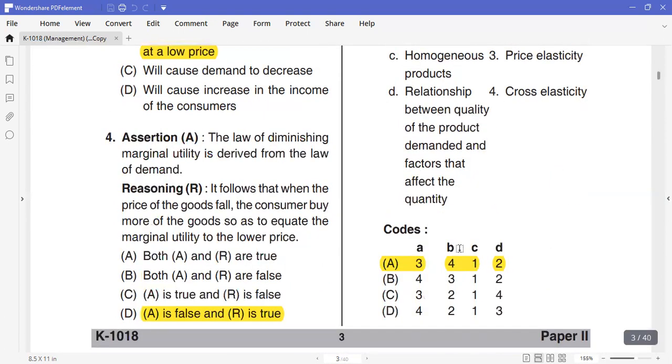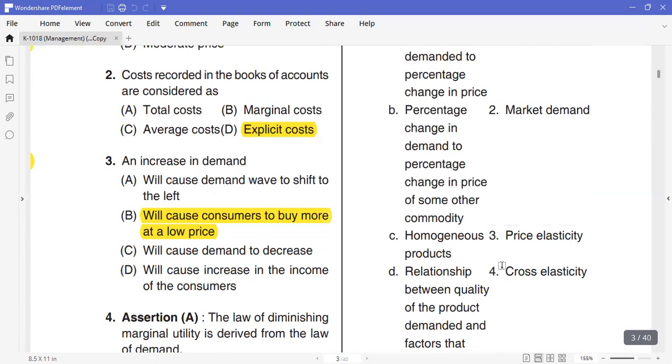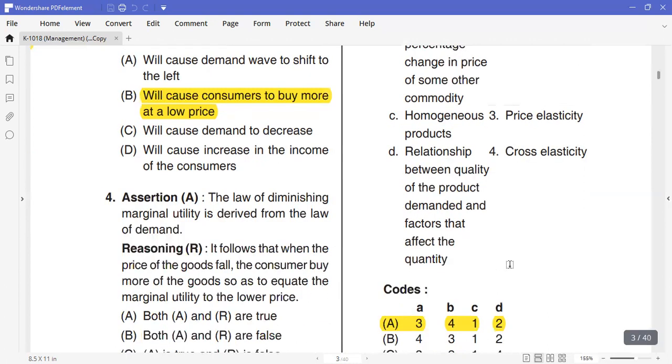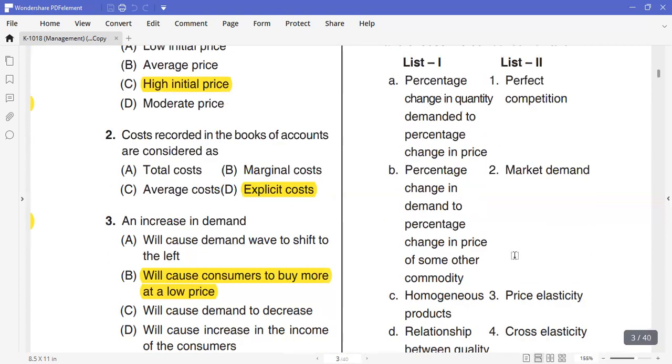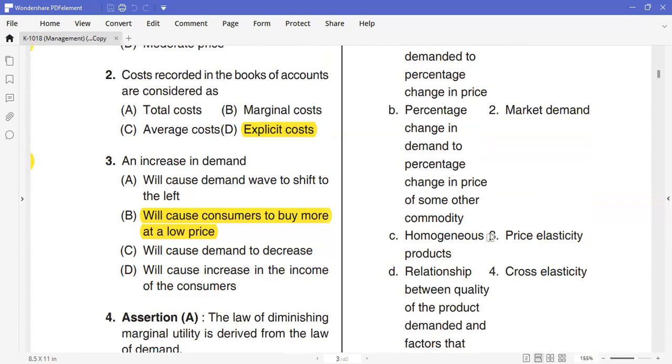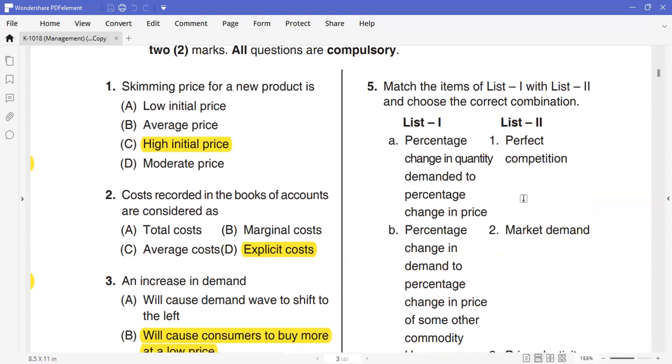Now the second one is for B, the correct answer is 4. So what is B? The percentage change in demand to percentage change in the price of some other commodity is actually called cross elasticity. That means the demand for one product depends upon the price of another product. Such an elasticity is called cross elasticity of demand. Now for the third one, C, homogeneous products, the correct option is perfect competition.